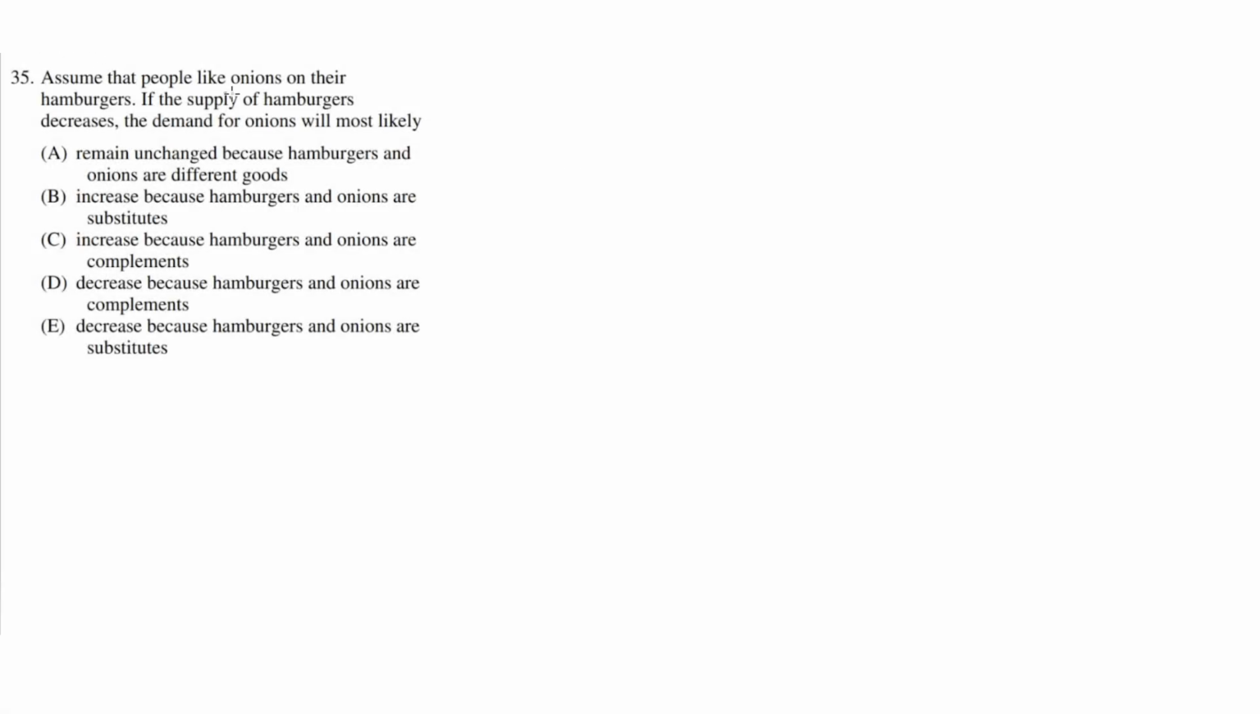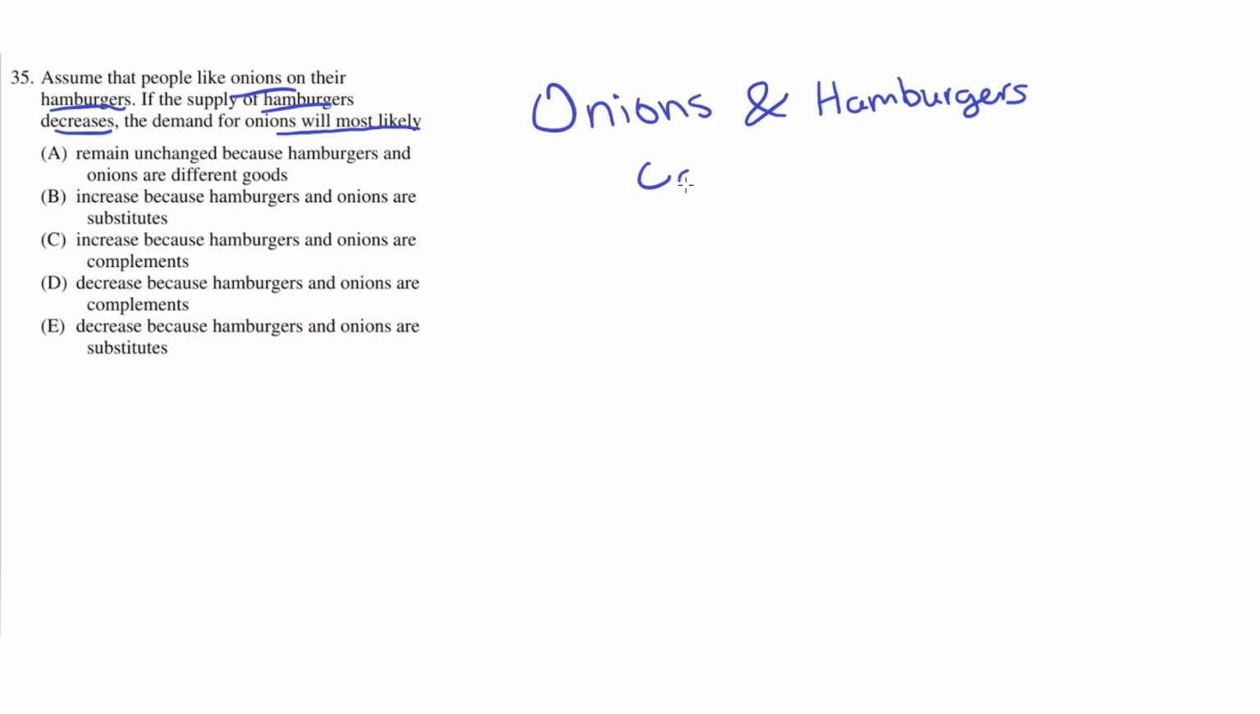Assume that people like onions on their hamburgers. If the supply of hamburgers decreases, the demand for onions will most likely blink. So in this situation, we're told that people like onions on their hamburgers, meaning that onions and hamburgers are complementary goods, meaning that people enjoy them together, they're consumed together.